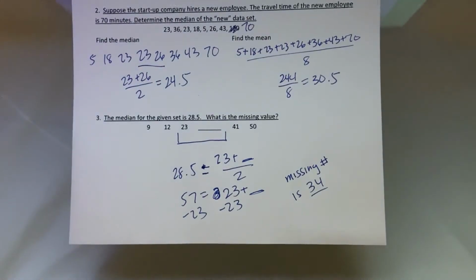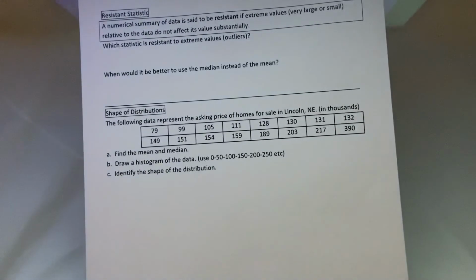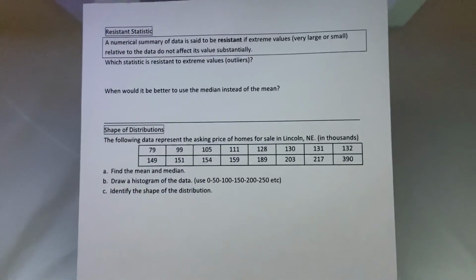It's not that bad. So what I was just talking about, a resistant statistic is a number or a summary, like the median or mean, said to be resistant if extreme values relative to the data do not affect it substantially.